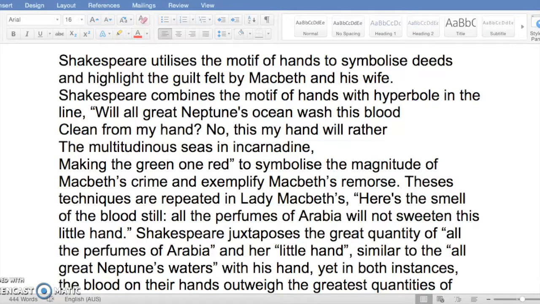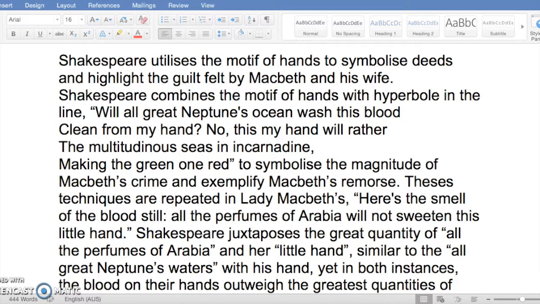So finally we come to how to actually use a TEE table to write down a paragraph, which is obviously the most important part of using the TEE table. Here I've taken exactly what I've got for the Motif of Hands row, and I've made a paragraph out of it. I've said Shakespeare utilizes the motif of hands to symbolize deeds and highlight the guilt felt by Macbeth and his wife. I just made that up quickly on the spot to give you an example, but what you want is to answer whatever question you've been given. On the inference that this essay question was asking me how Macbeth and Lady Macbeth felt about the murders, I'm going to argue that they felt guilt.